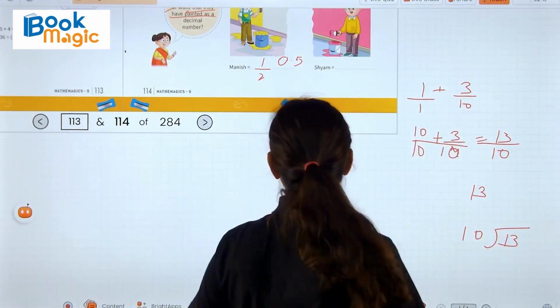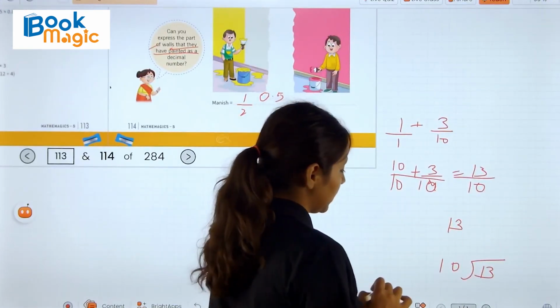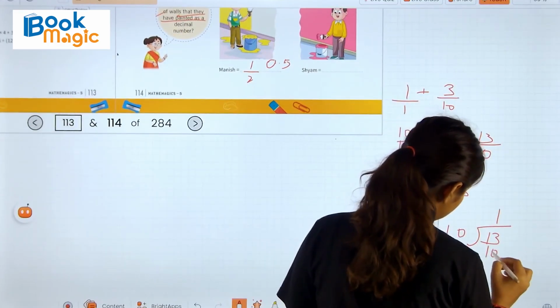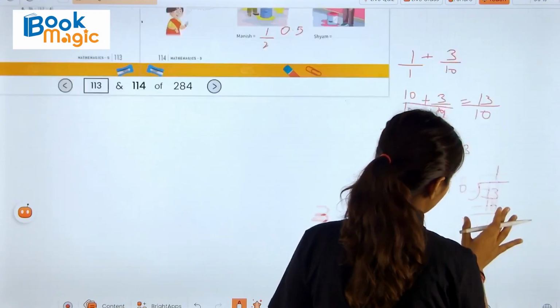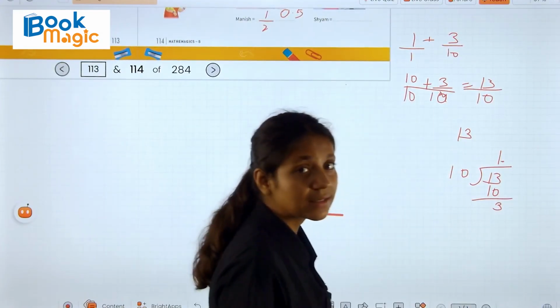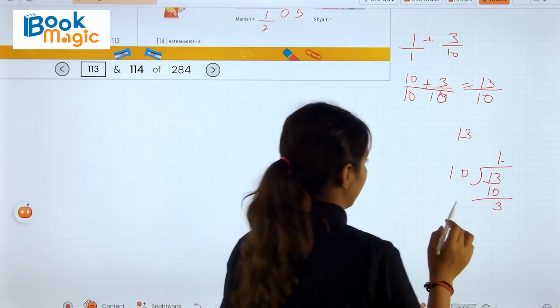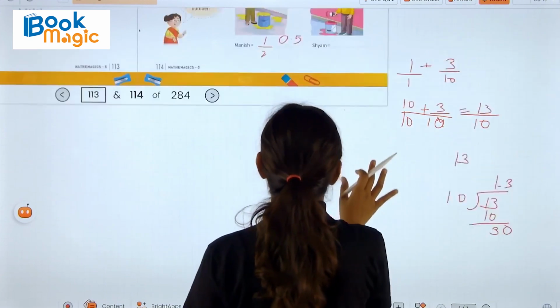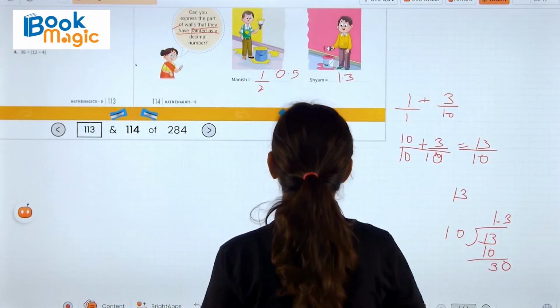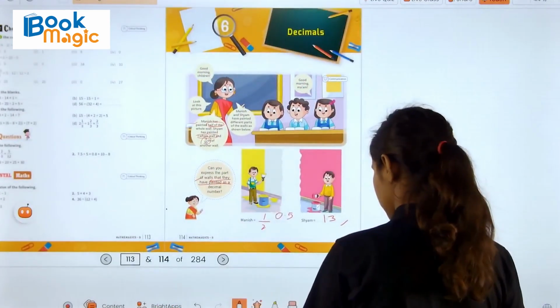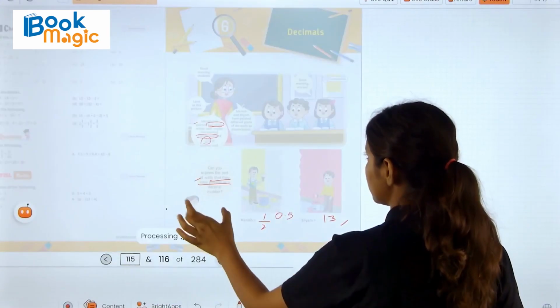Now if we divide this number 13/10, we get 10 ones are 10 and then 3. Then we have point. Here is the concept of point. If we apply point, it becomes 1 point 3. So, he has colored 1.3. Now we are moving towards our next page.